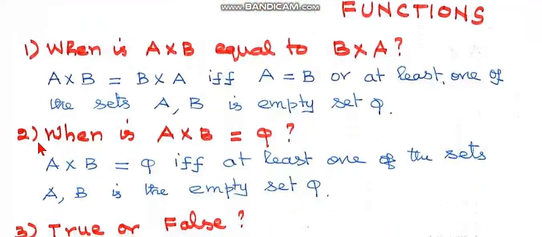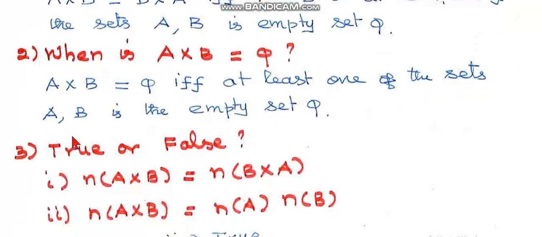Then question number 2. When is A cross B the empty set? A cross B equal to empty set if and only if at least one of the sets A, B is the empty set phi. At least one of the two sets must be the empty set.